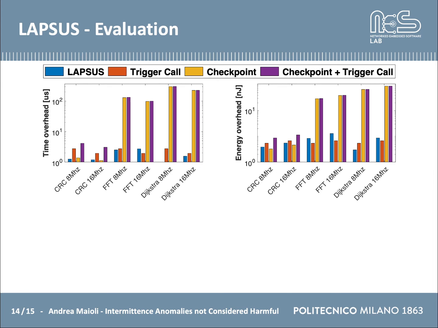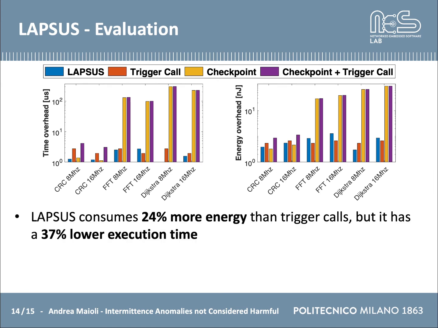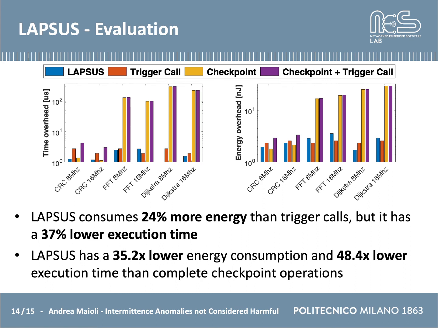At each loop iteration, Lapsus non-volatile memory accesses consume 24% more energy than Trigger calls that do not save a checkpoint. However, as Trigger needs to query the ADC to verify the level of the energy buffer, it has a 37% higher execution time than Lapsus. Moreover, these devices experience frequent power failures, and in this scenario, Trigger calls save a checkpoint. In this case, on average, Lapsus has a 35.2 times lower energy consumption and a 48.4 times lower execution time than the Trigger complete checkpoint operations.